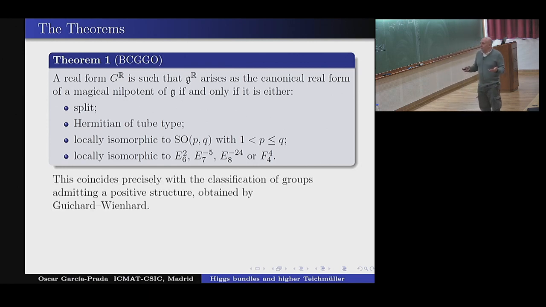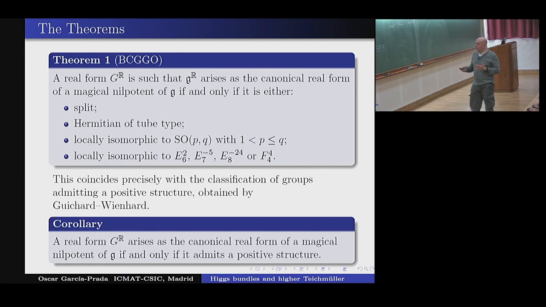And as I already told you, this list coincides with the list of classification of groups admitting a positive structure obtained by Guichard and Wienhard. So a corollary, just by comparison of the classifications, is that a real form arises as a canonical real form of a magical nilpotent of G if and only if it admits a positive structure.